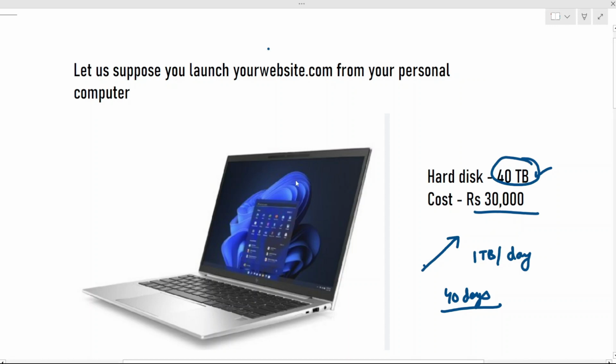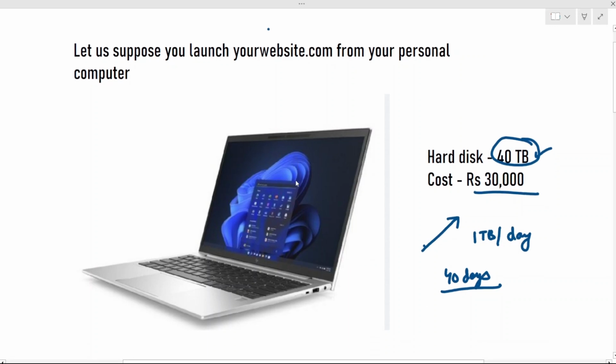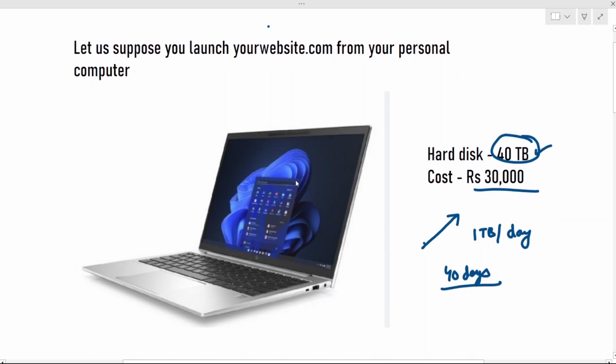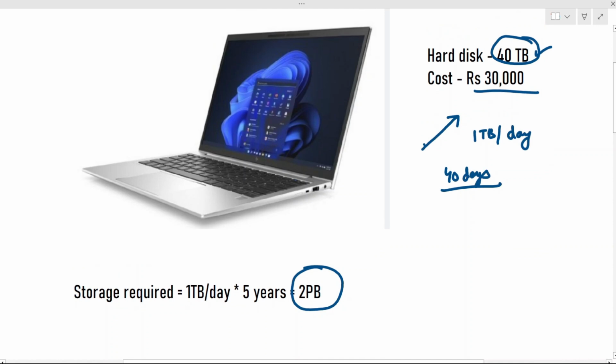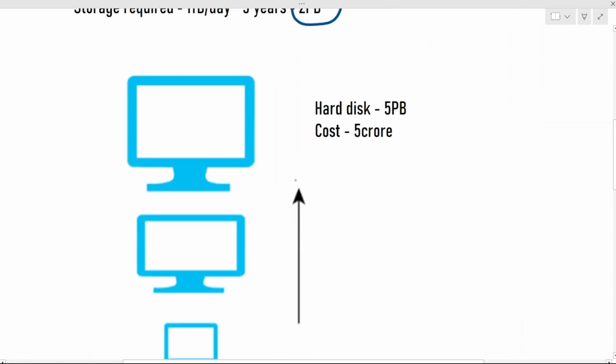Then how will you serve the new customers, and where will you store the new data? Let's say you want to store this data for at least 5 years. So you are going to need 2 petabytes of storage in order to store 5 years of data. Okay, so there comes vertical scaling or horizontal scaling in the picture, where you have to scale up your servers.